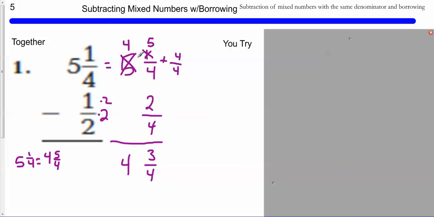So when you borrow, the shortcut is take your denominator, add it to your numerator, and that's your new numerator. 4 plus 1 is 5. So this way you don't have to write the fraction here, over here.